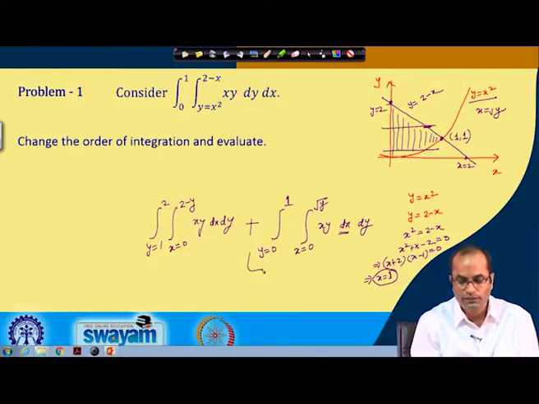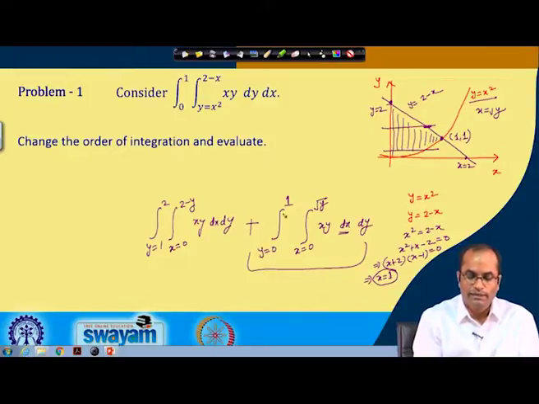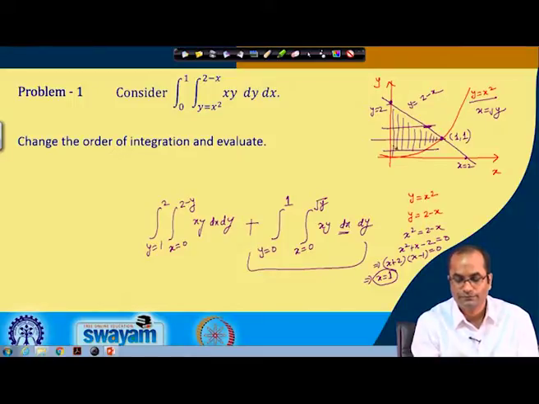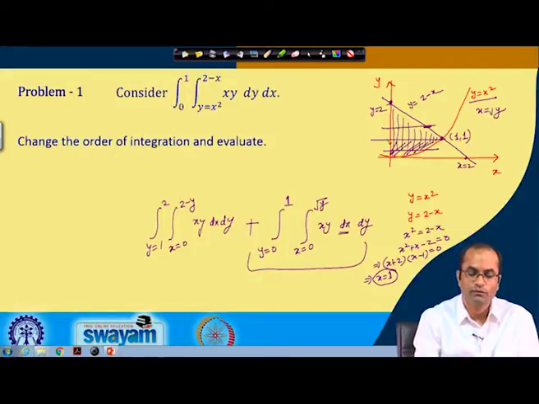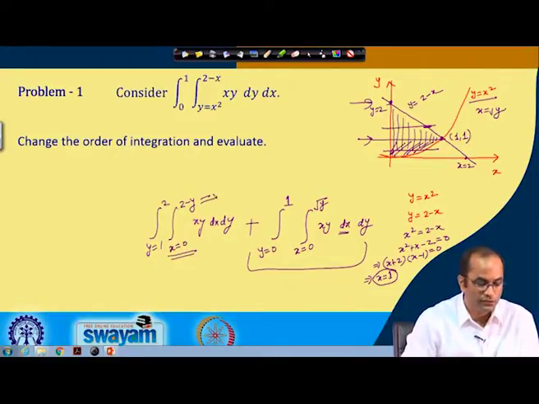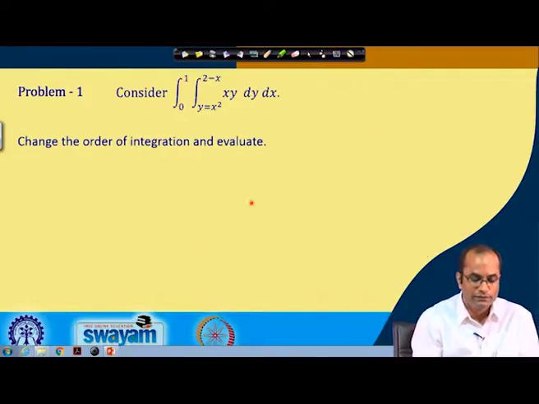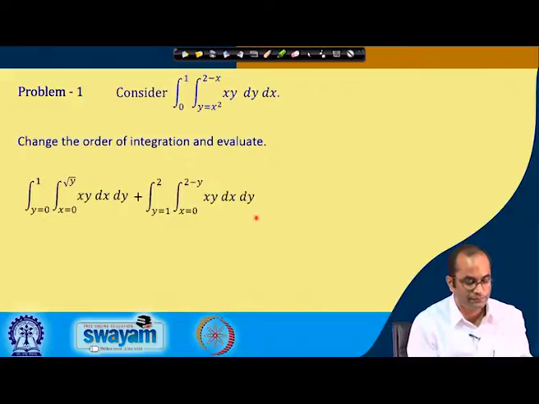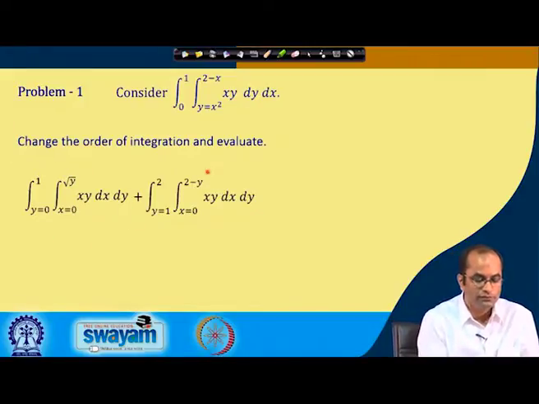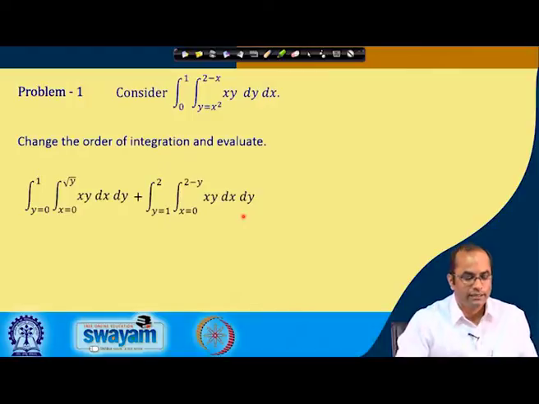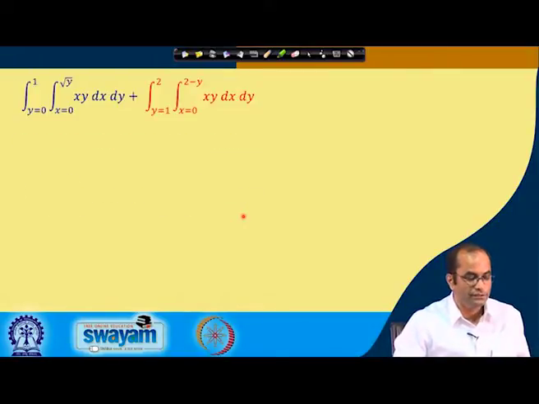So, we have two parts now, one where y is going from 0 to 1, that means this domain here, and the other one, the upper one, where y is from 1 to 2, where x is going from 0 to 2 minus y. So, having changed the order of integration, we have these two integrals. We will evaluate these integrals separately and then we can find the value of the integral.